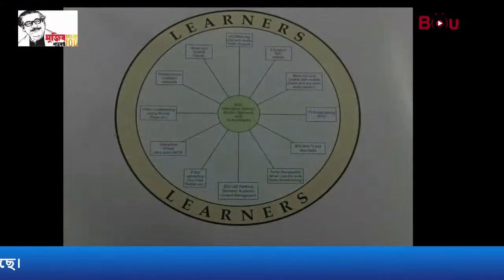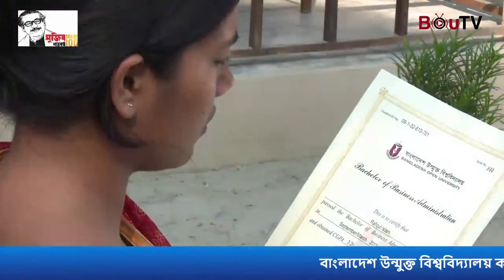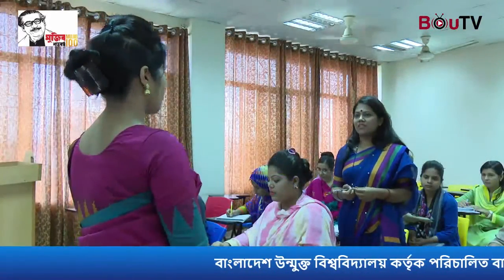Having all these facilities, BOU is committed to provide opportunities for all classes of people to educate and to create efficient manpower, and to achieve this goal, BOU is working relentlessly. Bangladesh Open University is a place where dreams come true.